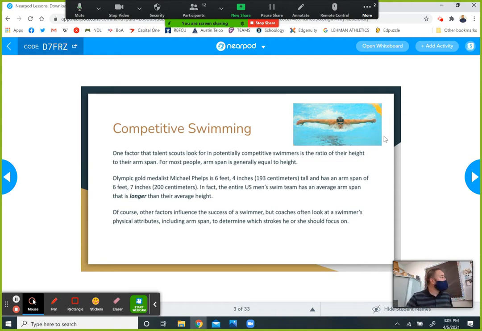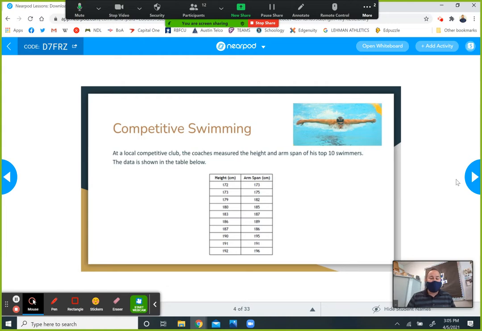So I have some data here on the next slide. This data is about a local competitive swim club and the height and arm span of the top 10 swimmers. So look at the chart there. The left side is the height in centimeters of the swimmer, and the right side is the arm span in centimeters of the swimmer. Some of them have a little bit longer arm spans than others. The left side, the height, that's our X value. The right side, the arm span, that's our Y value. Keep that in mind.